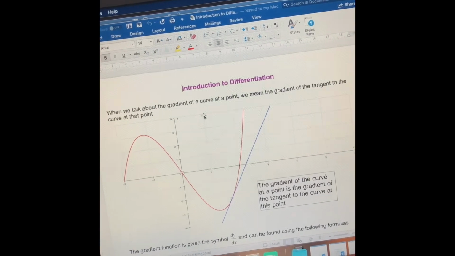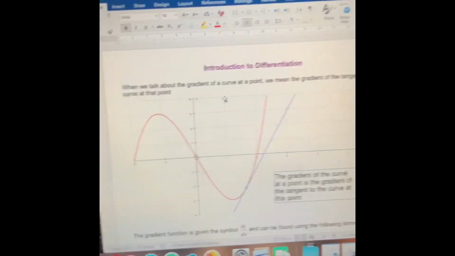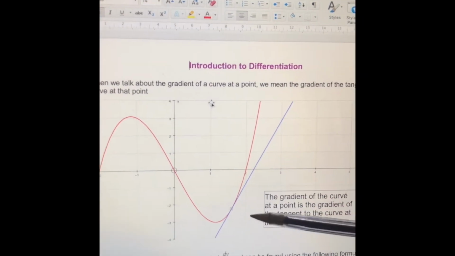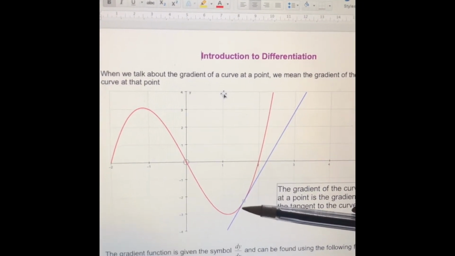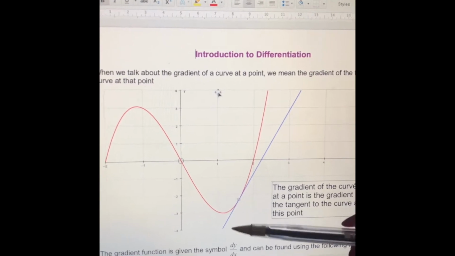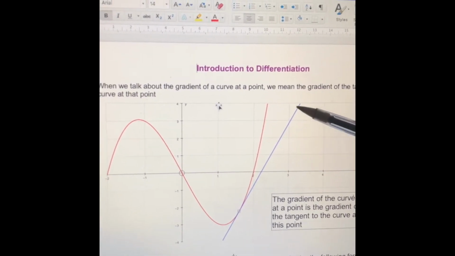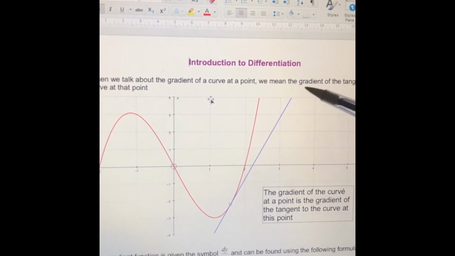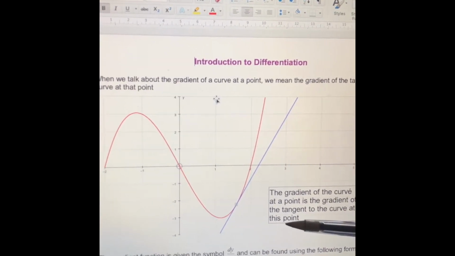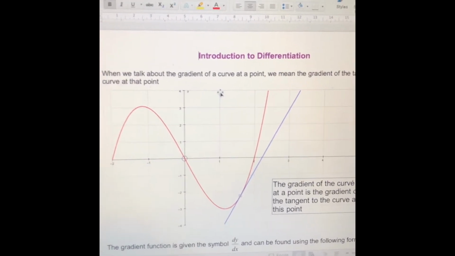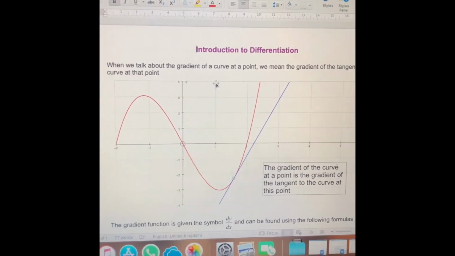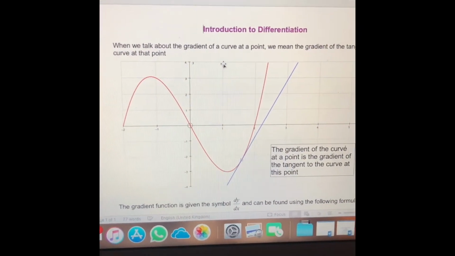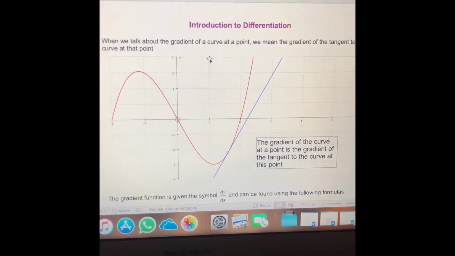So to do that, if you remember, when we were finding the gradient at a certain point on the curve, we would draw the tangent on, and we'd calculate the difference in y and the difference in x. So that looks like y over x. And when we differentiate, what we actually write as our solution is, instead of y over x, dy over dx.